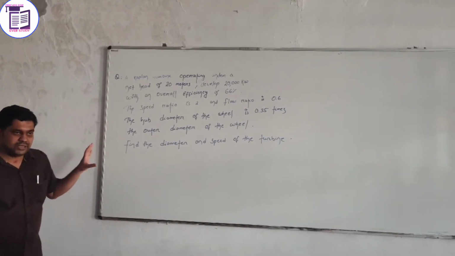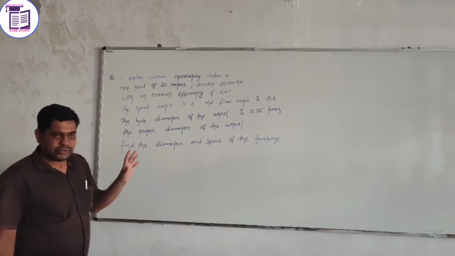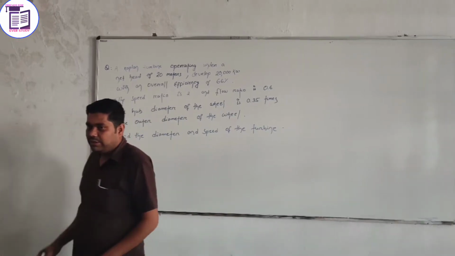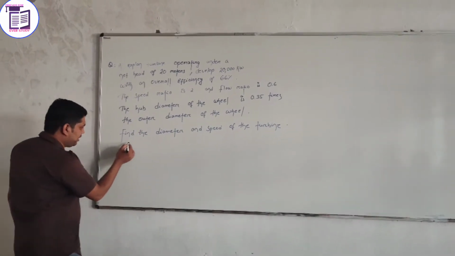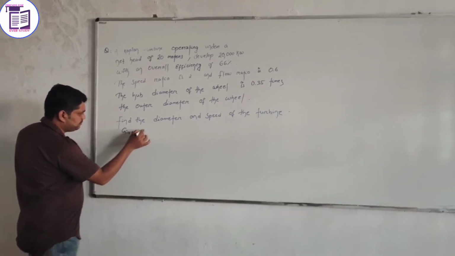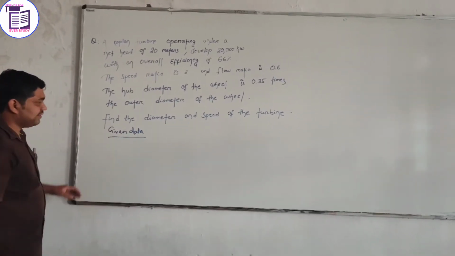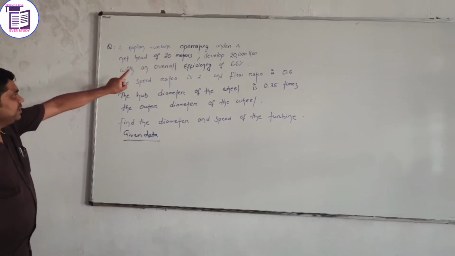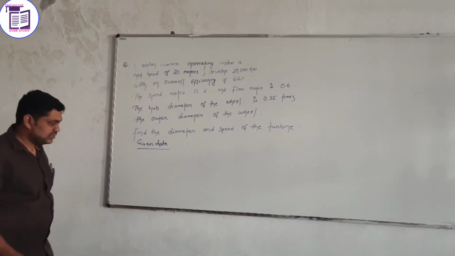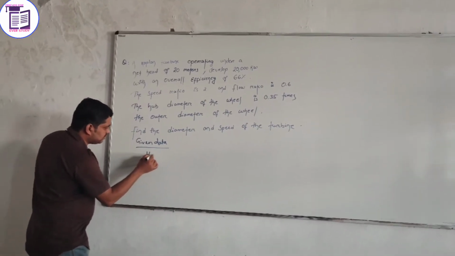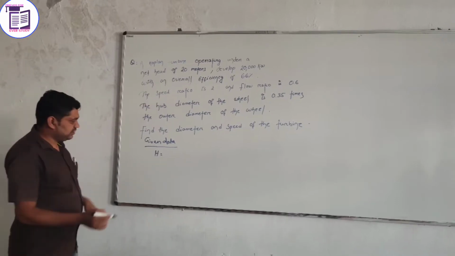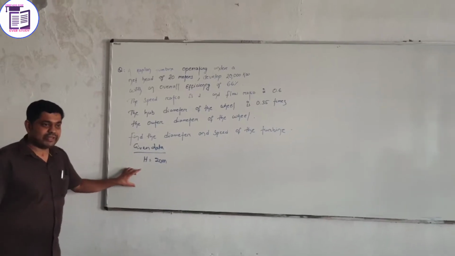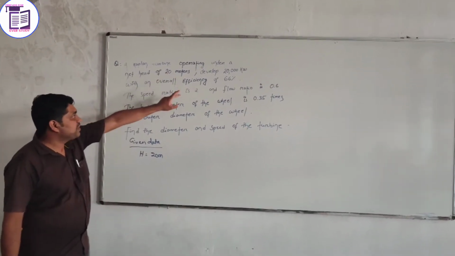Now you solve this. If you read something you do not recognize or do not understand in the question, then you have to read it once again. From that you can first of all write down the given data. What is the data given here? First of all, a Kaplan turbine operating under a net head of 20 meters. Here the head is given as 20 meters.